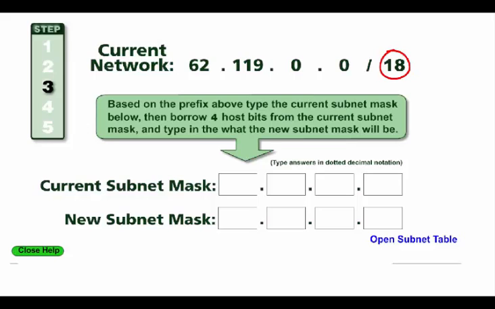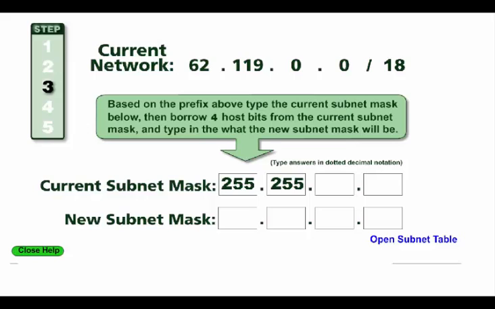The prefix number represents how many contiguous ones are in the current subnet mask. Remembering that a group of 8 ones represents the number 255 in decimal, the first thing you want to do is to type in 255 for each time that you can subtract 8 from the prefix number. For instance, in this example, our prefix number is 18. You can subtract 8 from 18 2 times. So type in 255 in the first octet and the second octet of the current subnet mask.